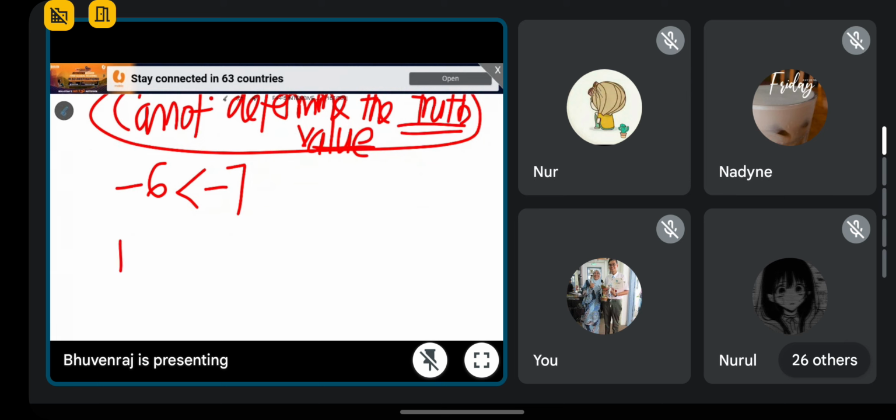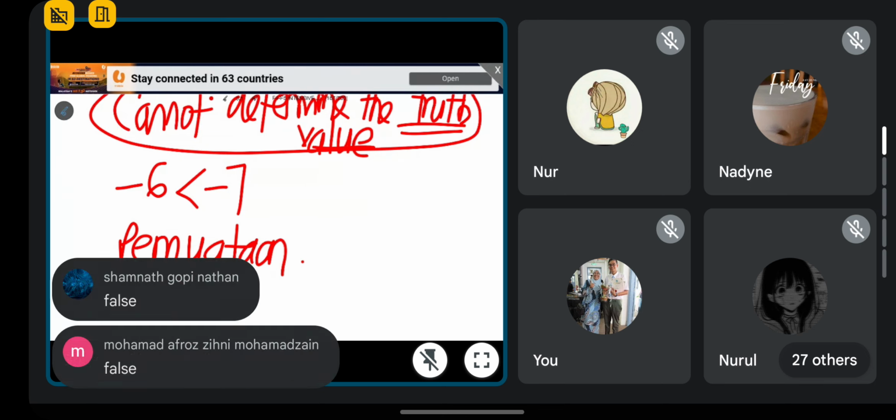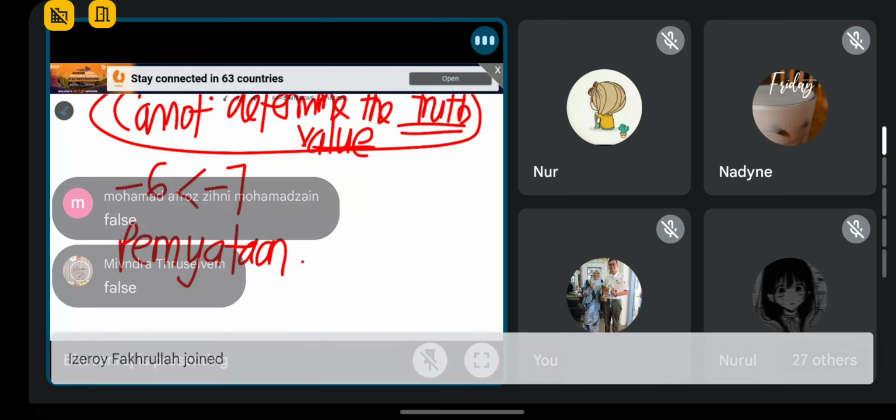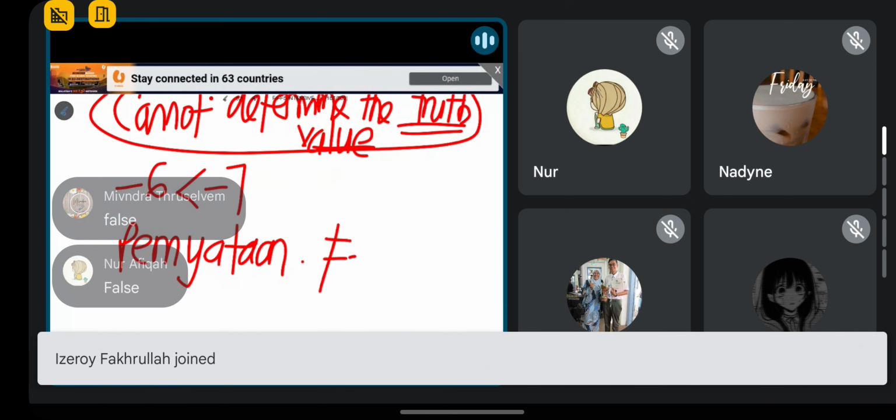Okay, so if I ask you guys, is this statement true or false? Adakah pernyataan ini benar atau palsu? This one you must use your maths knowledge lah. Kena guna pengetahuan matematik kat sini. True or false? Very good, false. Okay, don't get confused guys.